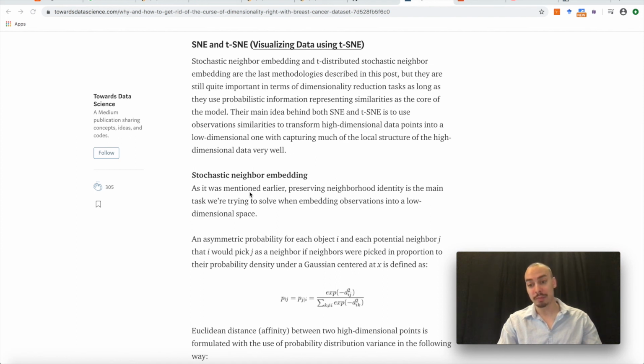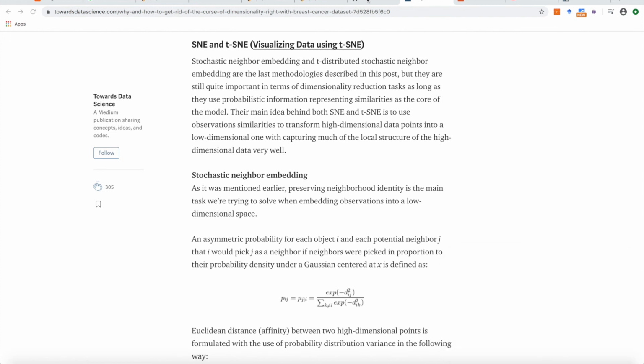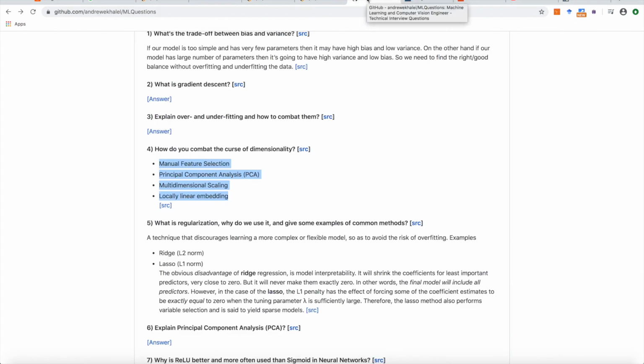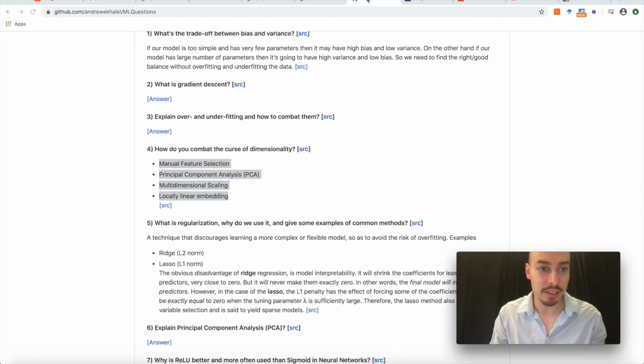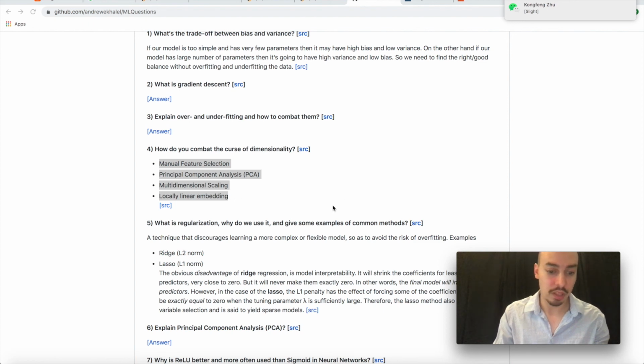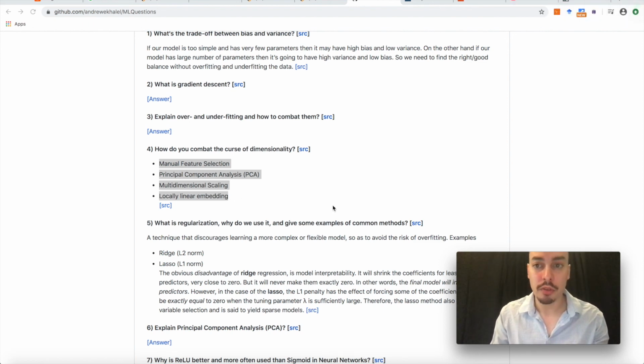So if you have them at the top of your head, that's always a good starting point in your interview. With that in mind, we go back to the concise answer. How do you combat the curse of dimensionality? Manual feature selection, principal component analysis, multidimensional scaling, or locally linear embedding. And that's basically all there is to the question of how you combat the curse of dimensionality.